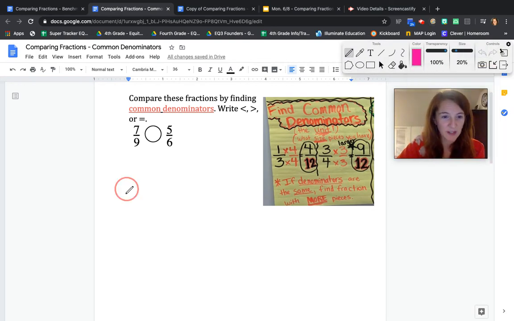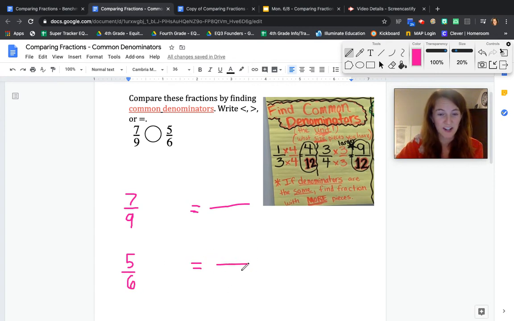So I'm going to label this out so I can make it nice and neat. 7/9. I know I need to multiply by something in order to get a fraction with the same denominator as this number. So underneath it, I'm going to write 5/6. I'm going to multiply by something different, hopefully, to get the same denominator in both fractions. So that way I can easily compare them.